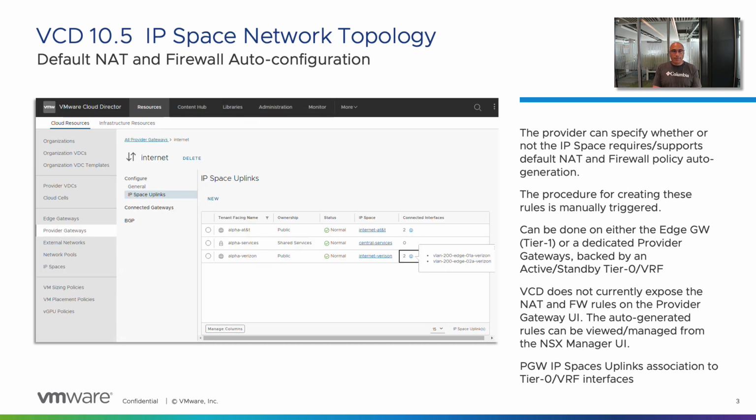Another new feature is that when the IP space is attached to the provider gateway with an IP space uplink, you can now granularly select to which particular tier-0 interfaces this IP space is attached or mapped. This basically means that by using different IP spaces attached to different tier-0 interfaces, you can later configure different source NAT rules, for instance, depending on whether the traffic is going from one interface or another on the provider gateway.